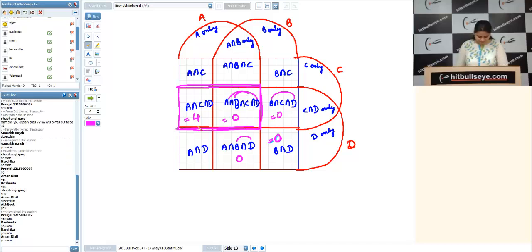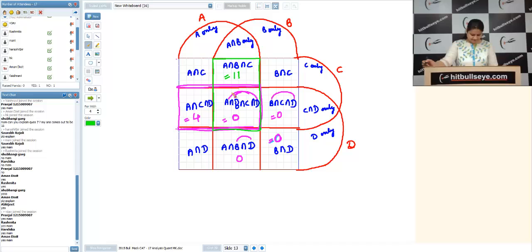Now, again one more line. It says 11 people read newspaper A, B and C. What is A, B and C? That is this section, the intersection of A, B and C. What is the total here? This is 11 because I am getting a 0 in one section. So the remaining section will be 11.